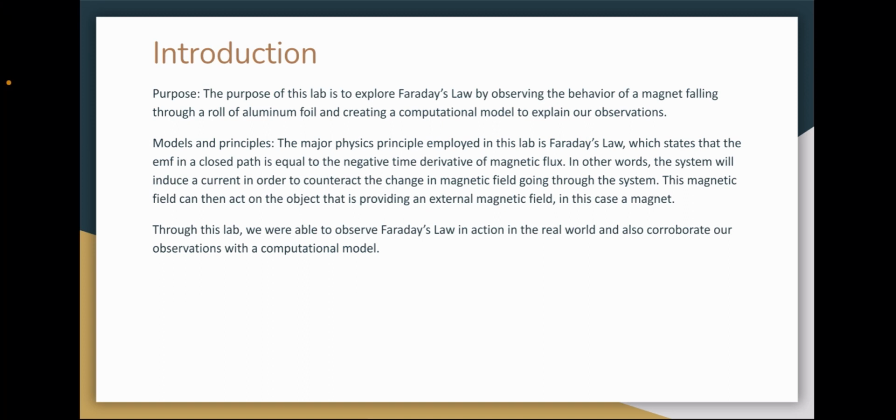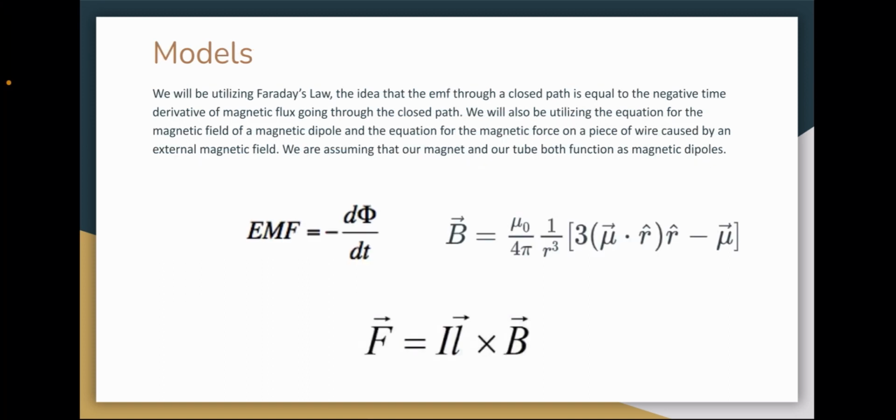Models and principles. The major physics principle employed in this lab is Faraday's Law, which states that the EMF in a closed path is equal to the negative time derivative of magnetic flux. In other words, the system will induce a current in order to counteract the change in magnetic field going through the system. This magnetic field can then act on the object that is providing an external magnetic field, in this case a magnet. Through this lab, we were able to observe Faraday's Law in action in the real world and also corroborate our observations with a computational model.